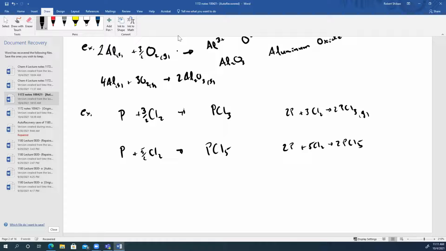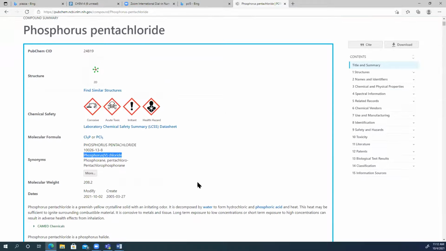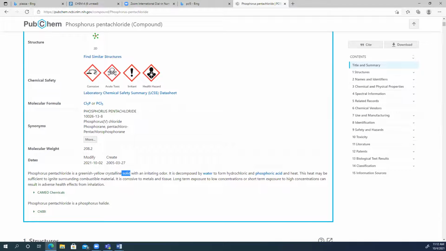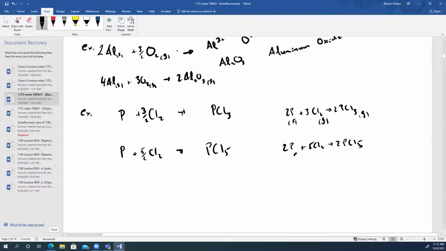PCl3 is a gas. Phosphorus is a solid, chlorine's a gas. PCl5, I don't know if that's a gas or a solid, but we can easily find out, based on this. It's a solid. And so both of these are nasty. I used to work with PCl3 a lot, and it's very reactive. And so this one is a solid, this is a gas, this is a solid here.